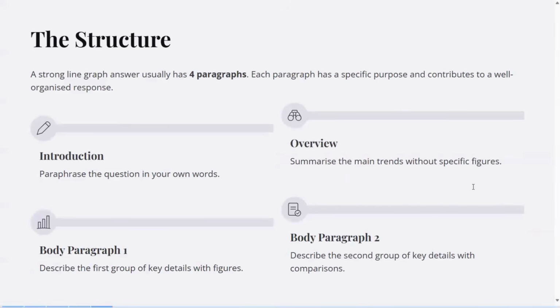The ideal structure for a line graph has 4 paragraphs. Introduction, overview, body paragraph 1, and body paragraph 2. The first, which is the introduction, is where the student paraphrases the question. The second, which is the overview, is mandatory for a good grade. Then come the 2 detailed paragraphs organized in a logical way.